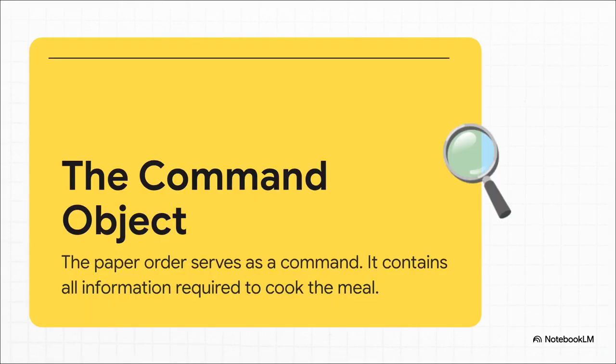And here it is, the big connection. That paper order slip is the command object. It's a self-contained package that turns an action, a request, into a piece of data. It can be passed around, stored, and executed by someone else, somewhere else, at some other time.